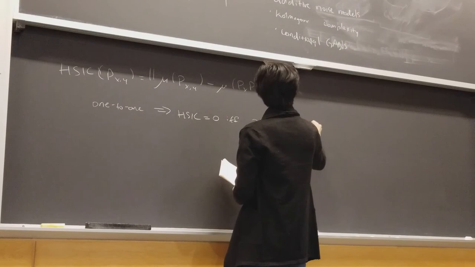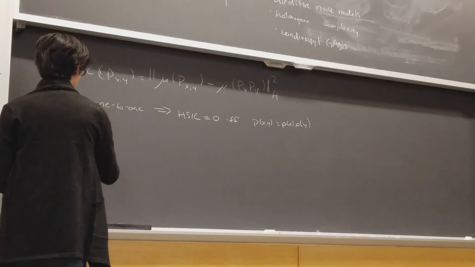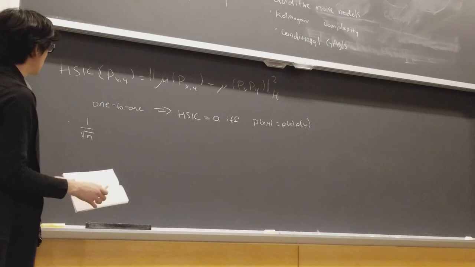There's also a nice fun fact: if you calculate the HSIC empirically, it converges at a rate of 1 over square root of n, where n is the number of samples. So it's not terrible, I guess. Right, so that completes the ANM algorithm up there.